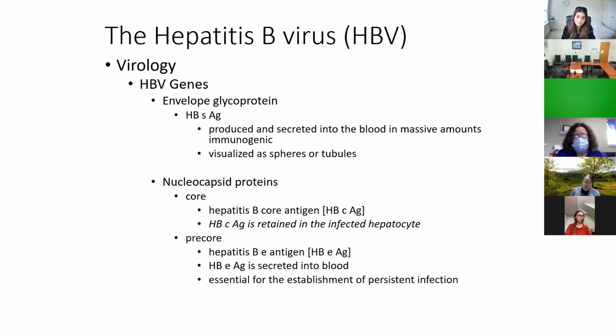Okay, so you'll read about things called precore mutants, and rationality would assume that that has something to do with the core. It doesn't. It has to do with the E antigen. If I say precore mutation, it means somebody who no longer makes an E antigen, but could potentially still have an infectious virus. Okay.